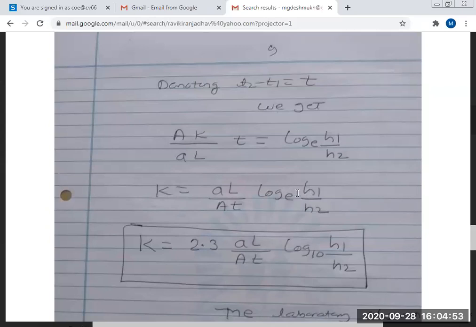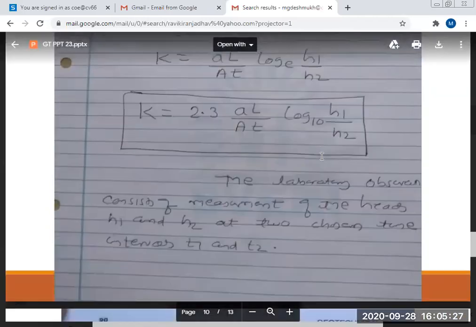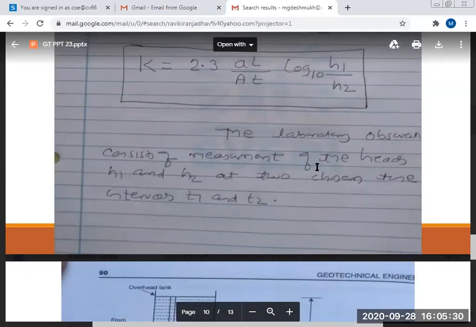But what we do now, this log base e is converted into log base 10, and when you convert this, you have to multiply by 2.33, but I am taking here approximately 2.3. So this is the formula for falling head permeability, that is k is equal to 2.3 aL by At into log base 10 h1 by h2. This is the formula for falling head permeability test. The laboratory observation consists of measurements of the head at h1 and h2.